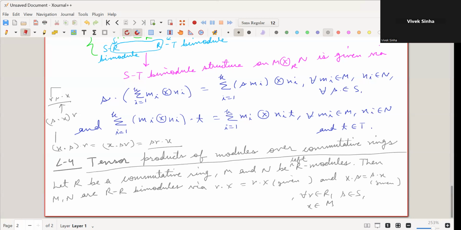Okay. So this is for r belongs to R, s belongs to R, and x belongs to M. Similarly, you can define the R-module structure on N. So I'm writing, for all x belongs to M or x belongs to N, similarly. There is nothing extra to be done.